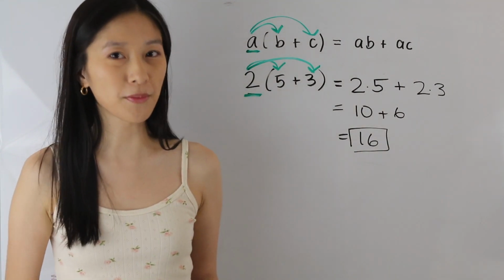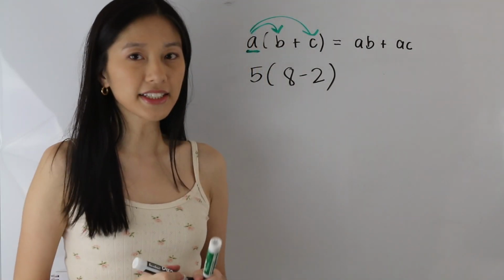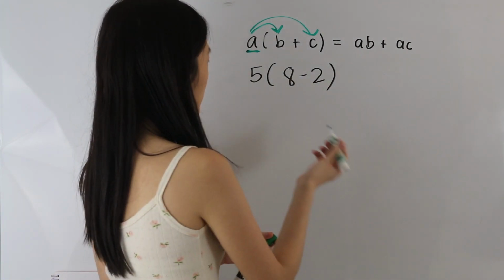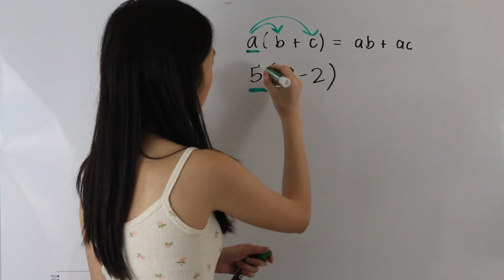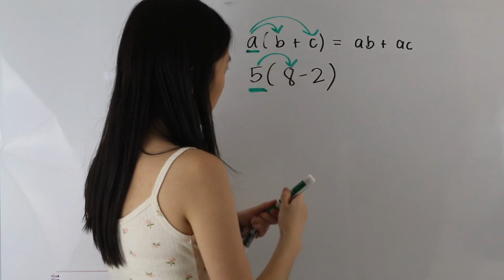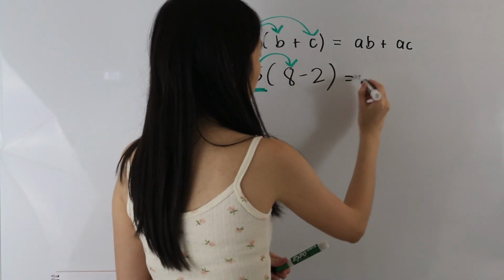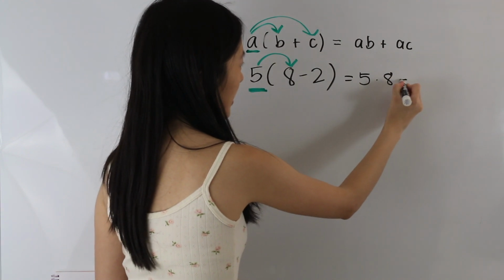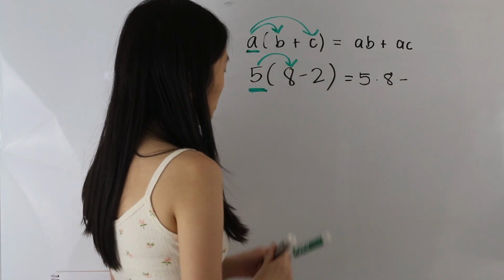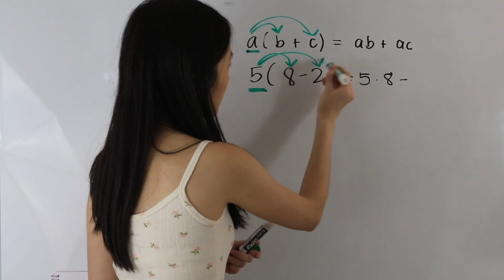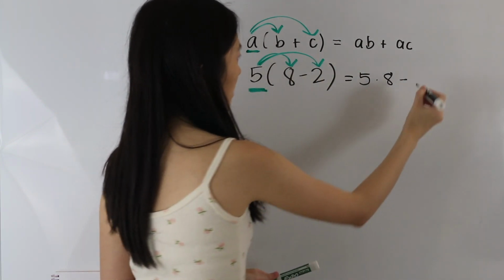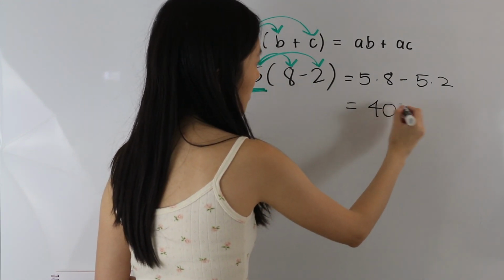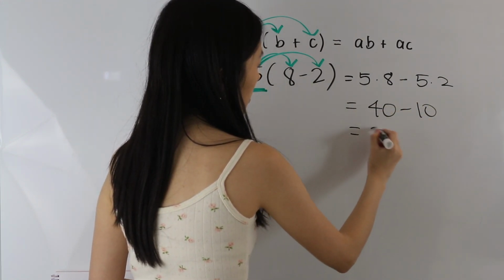So let's go ahead and take a look at one more example. So in this example here, we have 5 times 8 minus 2. So the first thing that we want to do is multiply this term outside by the number 8. And then so we have 5 times 8. And then we have a minus sign here, so we put a minus sign here. And then next, we want to multiply this 5 by the 2, and we get 5 times 2. And then simplifying this, we get 40 minus 10, which is equal to 30.